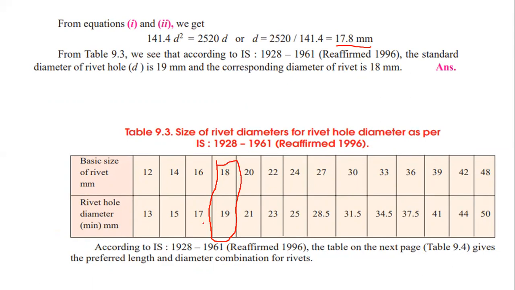From this table, we see that according to the Indian standards, the standard diameter of the hole is 19 mm and the rivet diameter is 18 mm. These two are the standard sizes, so you have to select these two sizes. This one is the rivet diameter, this one is the rivet hole diameter.